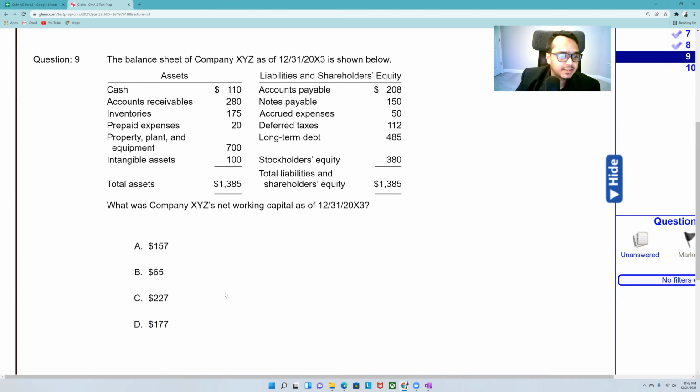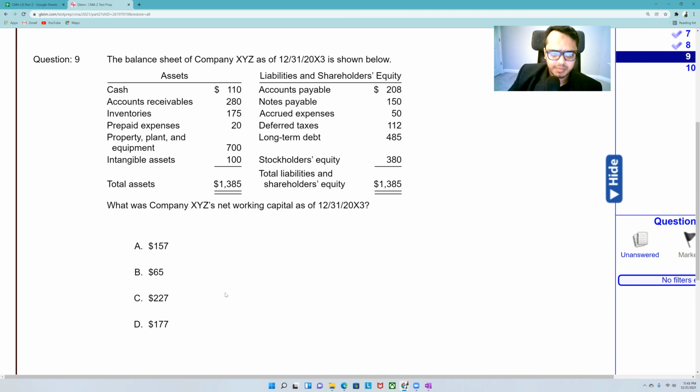Okay, next. What was company XYZ's net working capital? Again, net working capital they're asking. So no problem. We'll do this net working capital real quick. Cash 110 plus accounts receivable 280 plus inventories is 175. 110 plus 280 plus 175 is inventory, plus prepaid expenses 20.